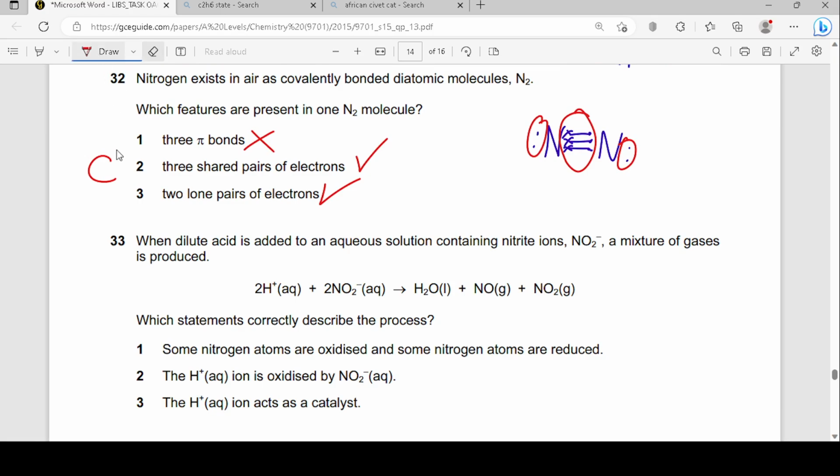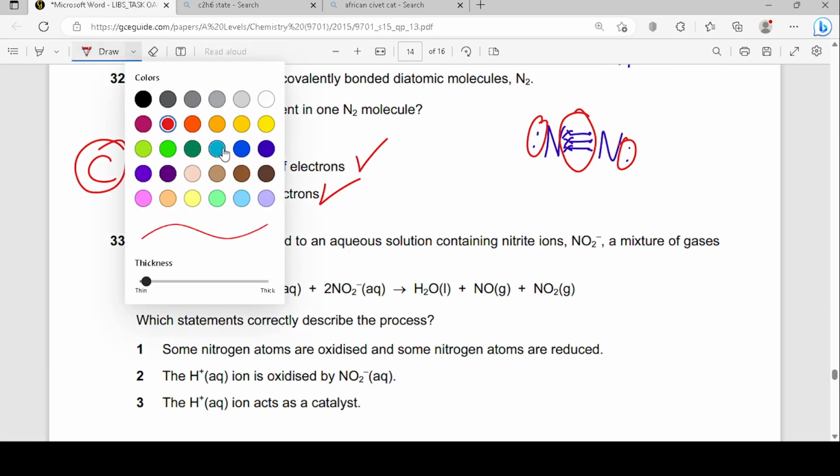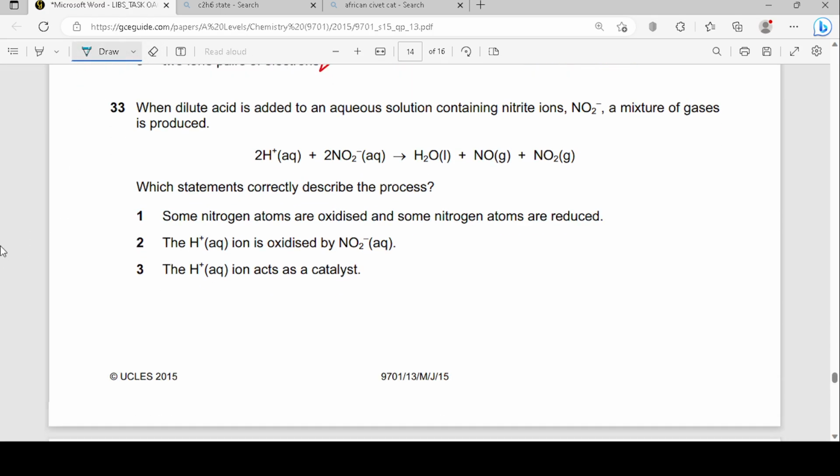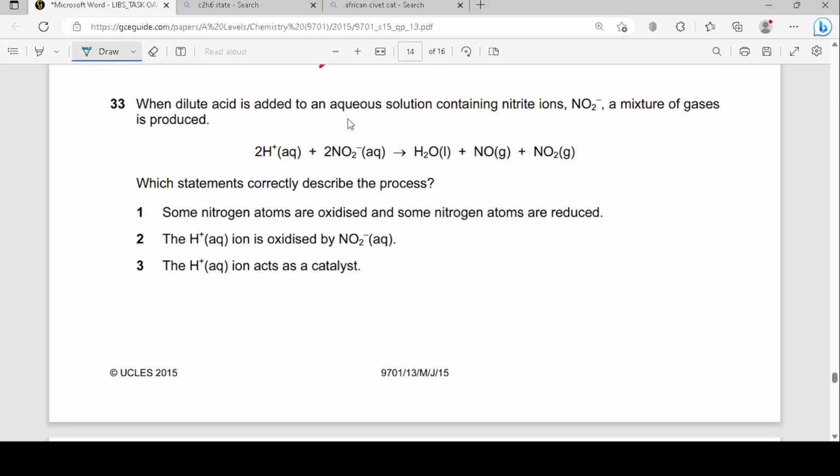Okay. Next, question number 33. I'm going to use this color. When dilute acid is added to an aqueous solution containing nitrite ions, NO2 minus, a mixture of gases is produced. Which statements correctly describe the process? Some nitrogen atoms are oxidized and some nitrogen atoms are reduced. I don't know. Let me see.